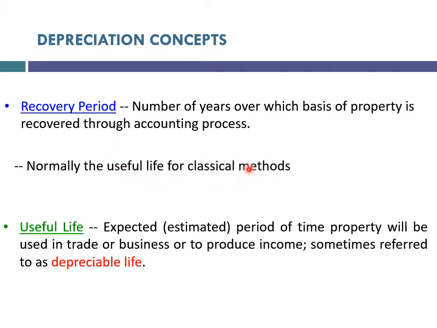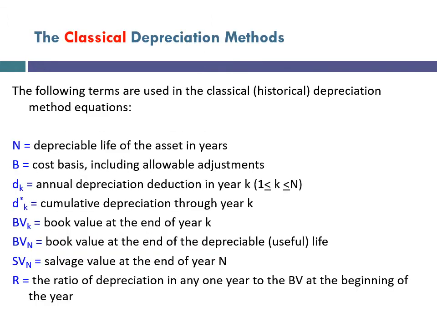But there are some other methods, MACRS methods and so on. Actually, they have a different idea. We will not use this in this course. They are mostly related to the United States tax system. And in that case, the useful life and the recovery period can be different. On the other hand, what is the useful life? It is the expected or estimated period of time that this property can be used in service, in business, to produce income. So sometimes in accounting, this useful life can be referred to as the depreciable life.